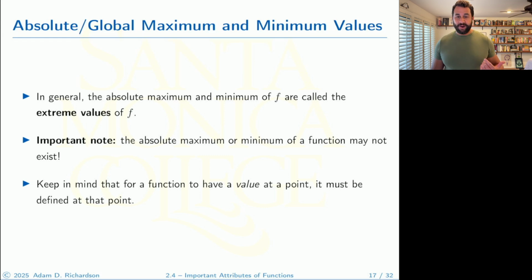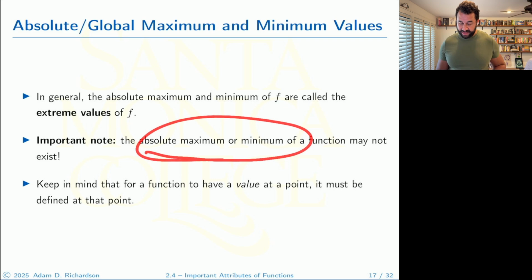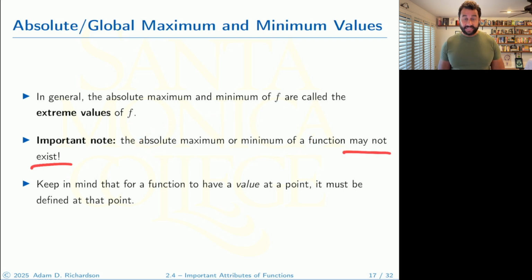Now, in general, the absolute max and absolute min are called extreme values of f. And here's a really, really important note. We're going to see this when we talk about the extreme value theorem. The absolute minimum or maximum of a function may not exist. Functions may not have an absolute maximum value. They may not have an absolute minimum value.